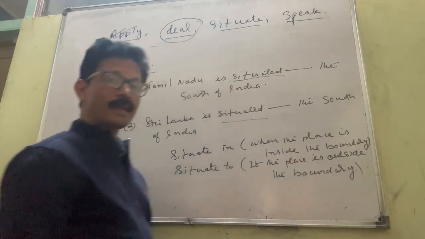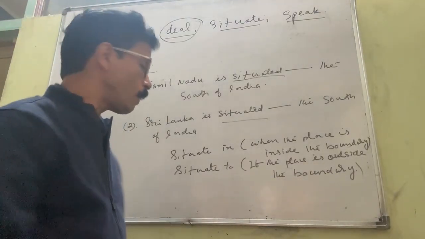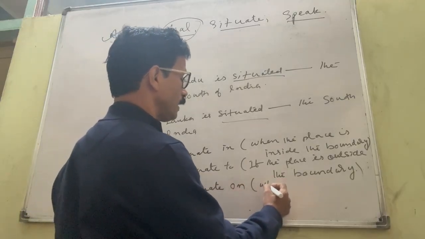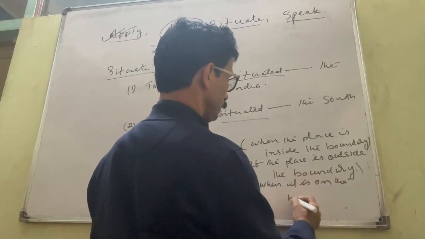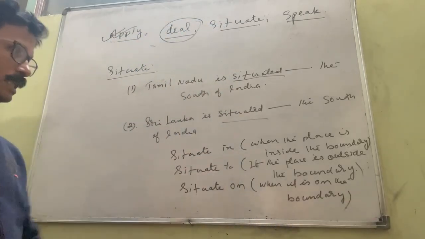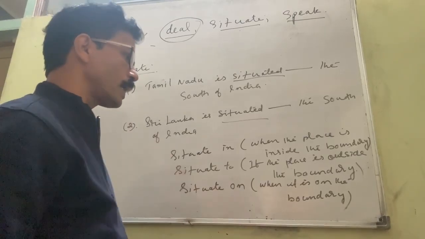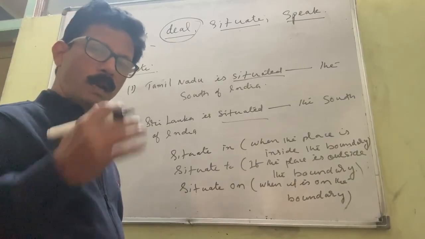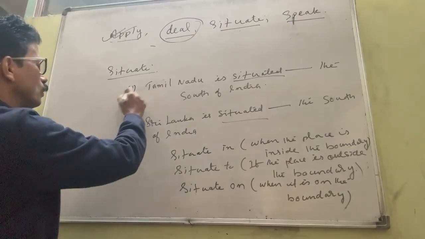Okay. These are the things that you should keep in mind. Understand my point? Even if it is on the boundary, situate on. Situate on, when it is on the boundary. Okay? Situate in if the place is within the boundary or inside the boundary. Situate to if the place is outside the boundary. And situate on if the place is situated on the boundary. And to understand this, we have two problems here.